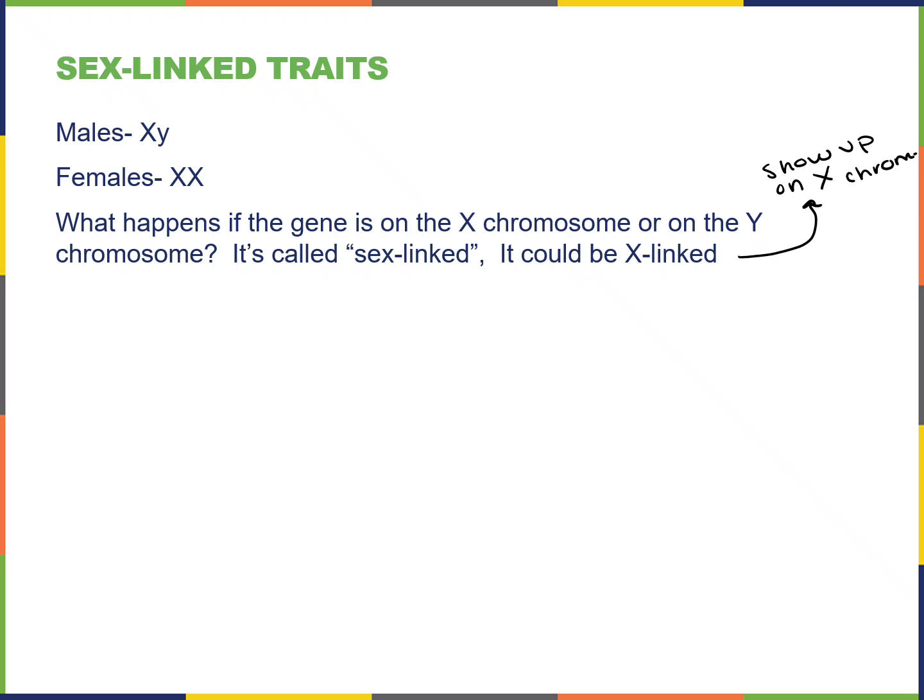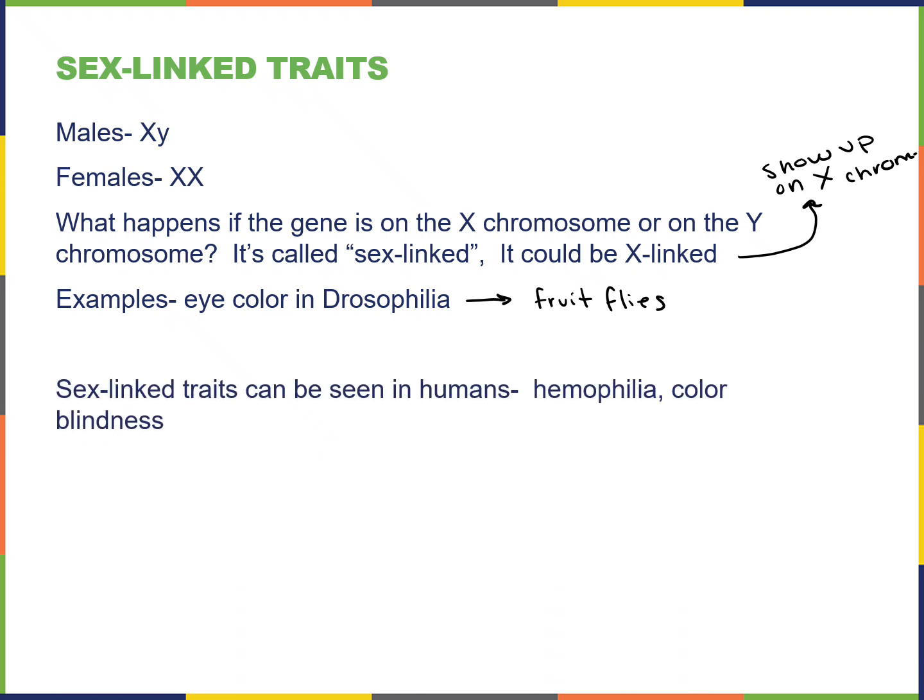Okay. For example, eye color in Drosophila, which are fruit flies, is a sex-linked trait. Okay. In humans, an example of a sex-linked trait could be hemophilia, which is the inability to clot blood.